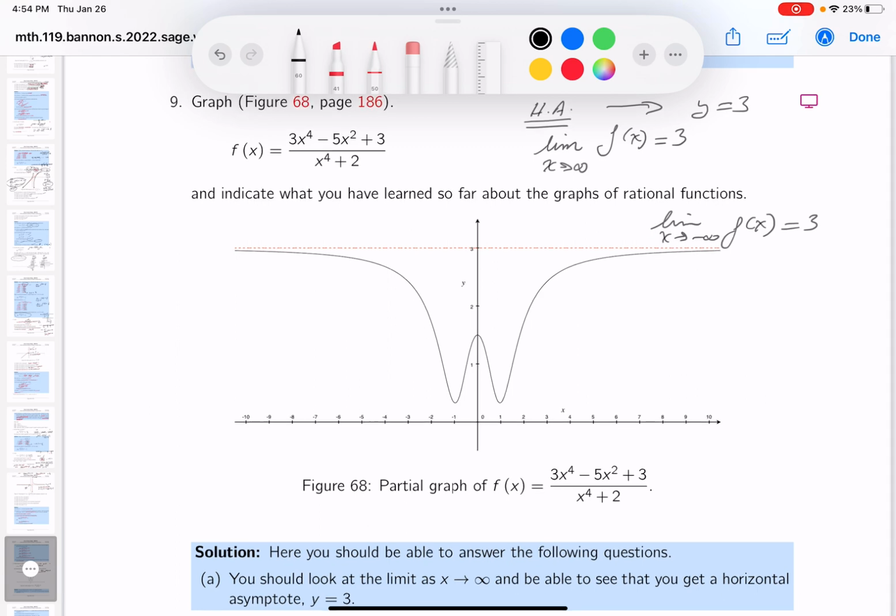The other point, a really simple concept, is the y-intercept. How do you get a y-intercept? Set x to be 0. And when you do that, what do you get? You get 3 over 2. I'm seeing that in the picture as well, by the way. 3 over 2 is 1.5.